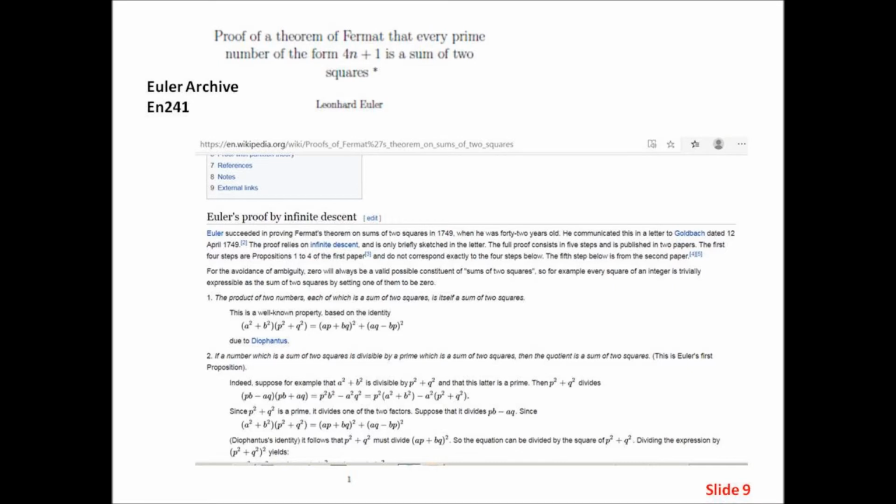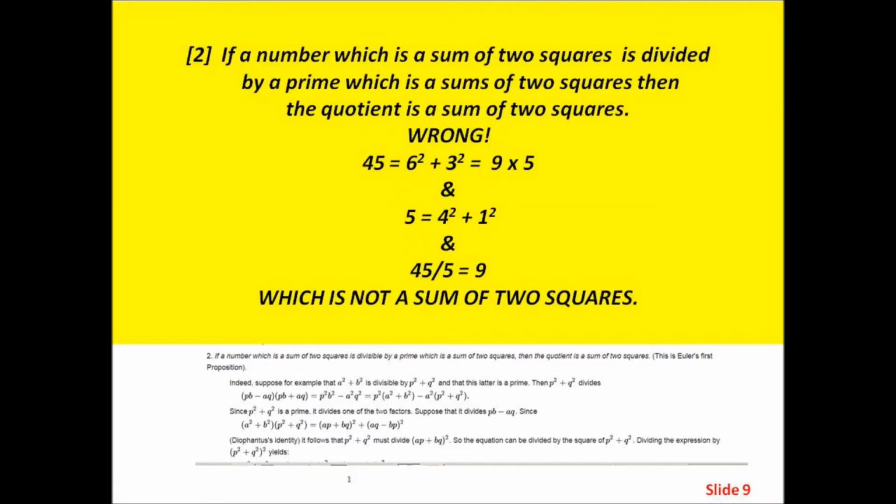This has been rehashed as a modern update in Wikipedia, in which the second statement states: 2. If a number which is a sum of two squares is divided by a prime which is a sum of two squares, then the quotient is a sum of two squares. Wrong. 45 equals 6 squared plus 3 squared equals 9 times 5, and 5 equals 2 squared plus 1, and 45 over 5 equals 9, which is not a sum of two squares.